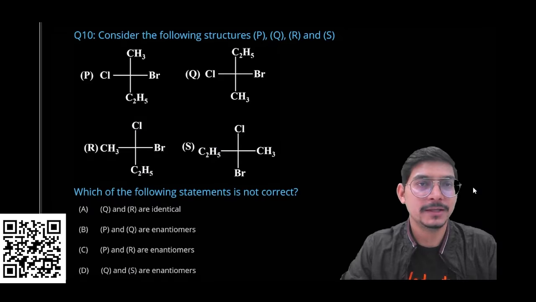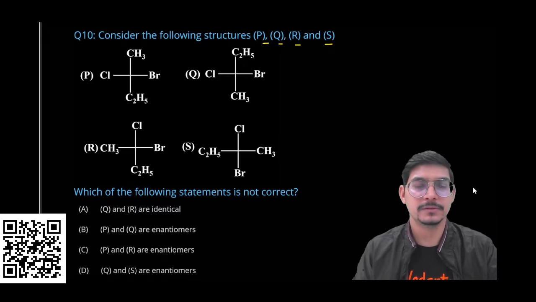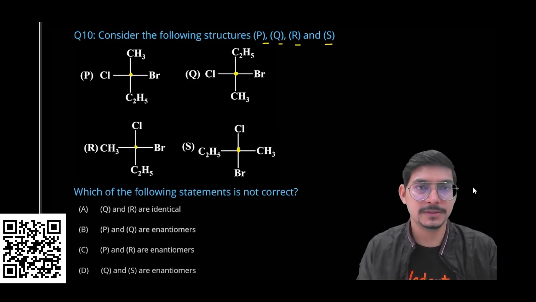Hi everyone. In this question, we are given 4 structures which are labeled as P, Q, R, and S, and we have to tell which of the given statements is not correct. So we can solve this question by finding out the configuration of the chiral carbon in each molecule. First of all, let us verify that all these 4 structures are of the same compound.